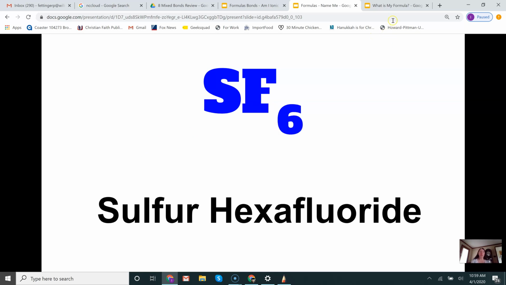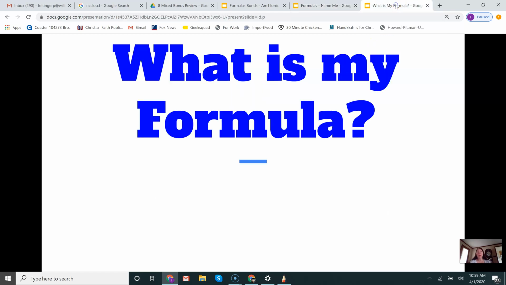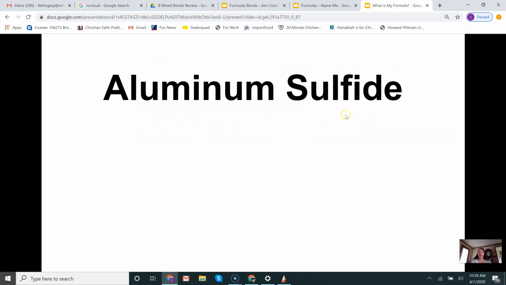So one last thing I want to review is, when we are given the name, how do we determine what the formula is? Okay, so the first example we have here is aluminum sulfide. And you might notice a pattern here that I've repeated the same 3 or 4 elements. I did that on purpose just so you could see the whole process from different angles. So we're going backwards now.